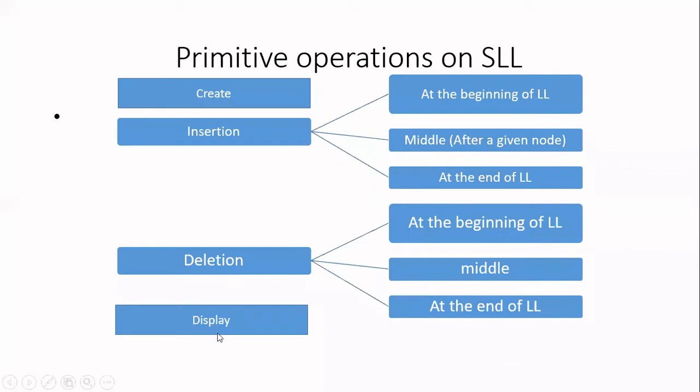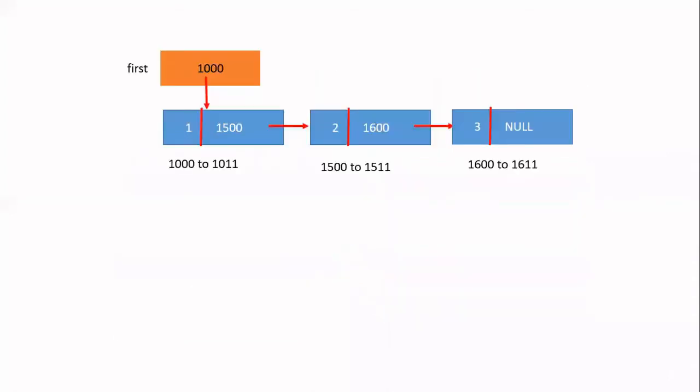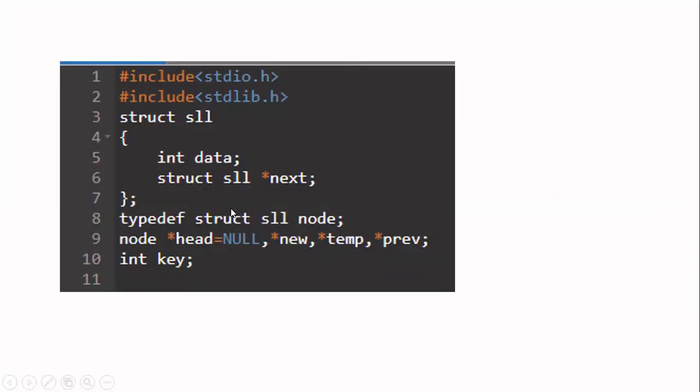And finally, display. In case of display, in the previous slide, I told you, you start from the head pointer. That is the first pointer. From there, you go one by one, display all the nodes. When I use display for the previous slide, I'll get 1, 2 and 3 to be displayed on the monitor. It will display only the value. It will not display any address. Okay, good. So here, first I'm going to create the structure.